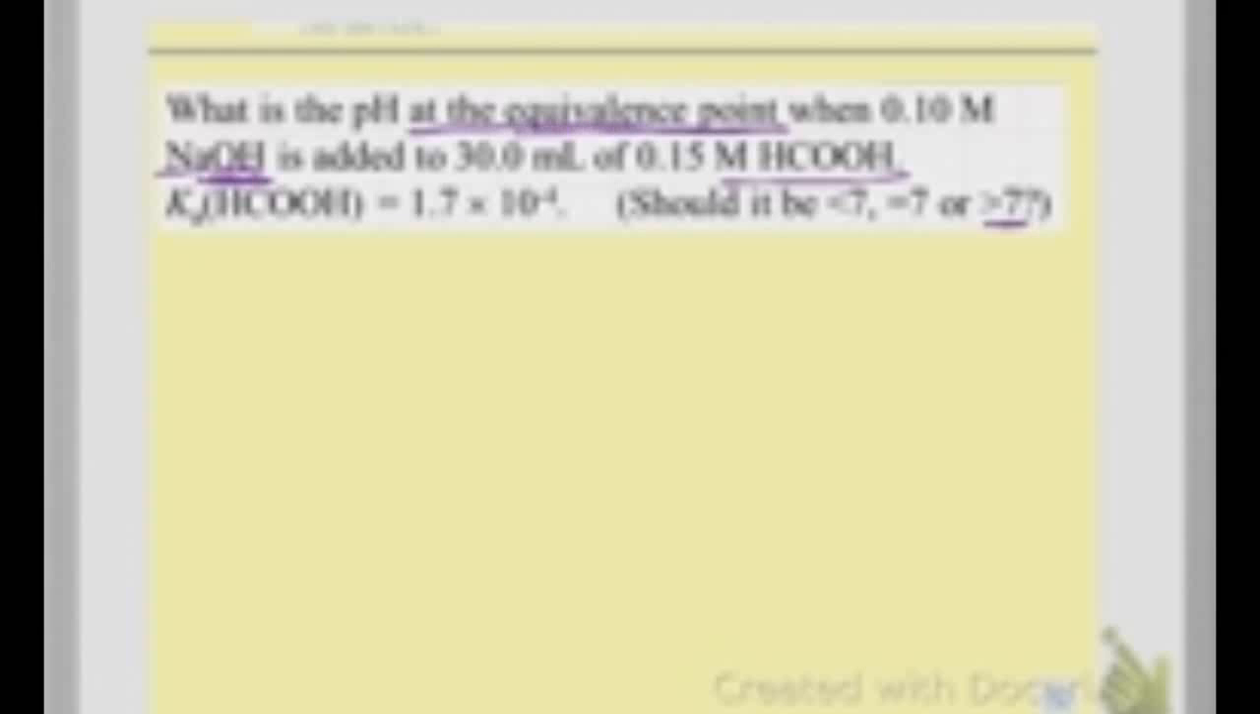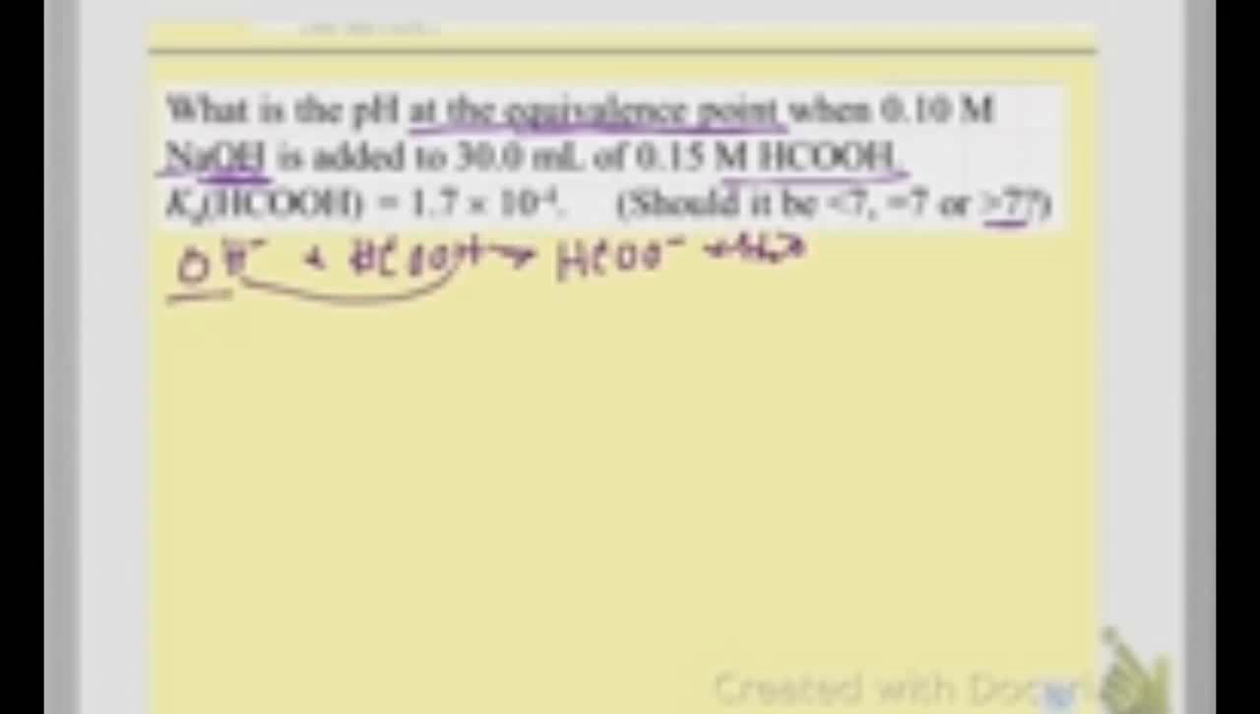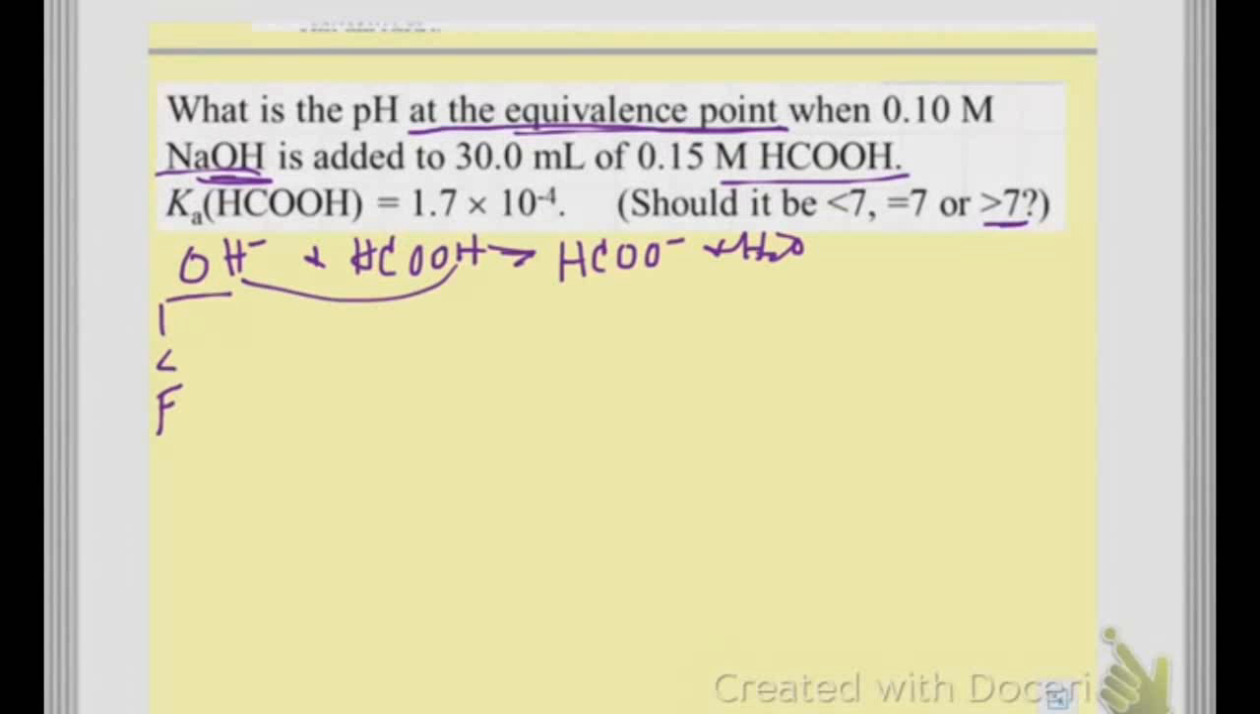So the first thing we have to do is write our balanced equation. So I've got a strong base, so I'm going to start off with my hydroxide. I've got to add it to an acid. I'm going to use the formic acid. The formic acid will lose an H to the hydroxide, and I'll end up with the formate ion. Okay.